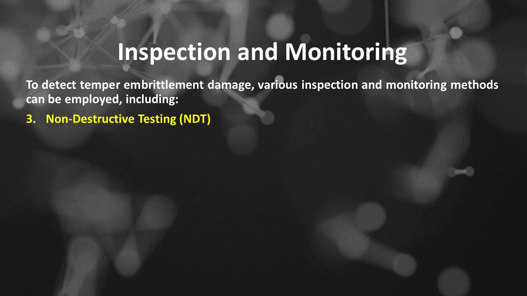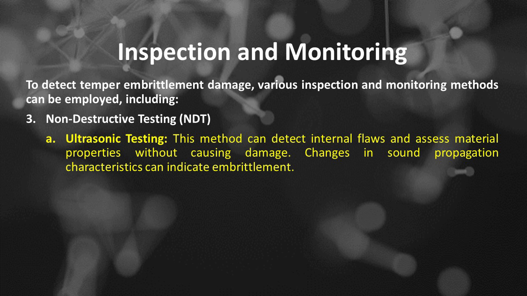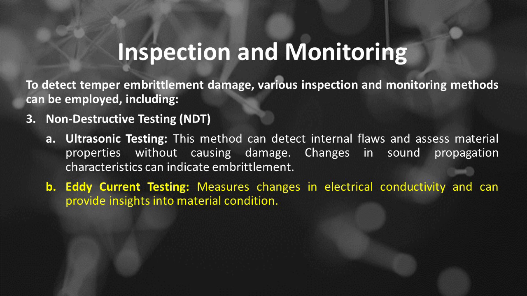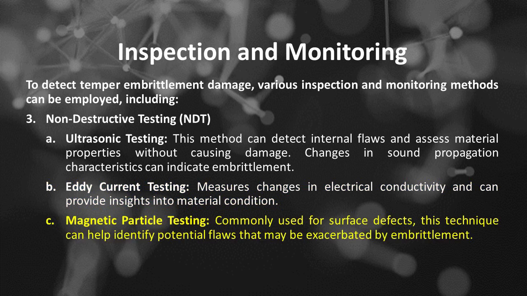Number 3 is non-destructive testing, commonly called NDT, that in this case is divided by 3 but not limited to the following. The first is ultrasonic testing. This method can detect internal flaws and assess material properties without causing damage. Changes in sound propagation characteristics can indicate embrittlement. The second is eddy current testing, which measures changes in electrical conductivity and can provide insights into material condition. And the third is magnetic particle testing, commonly used for surface defects. This technique can help identify potential flaws that may be exacerbated by embrittlement.